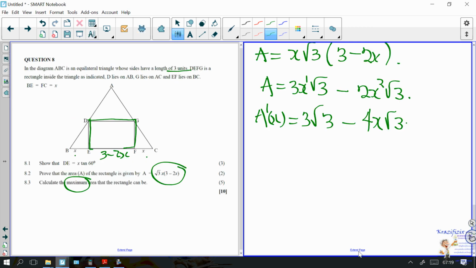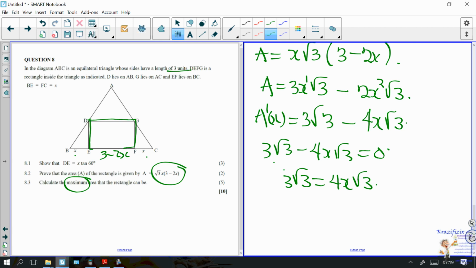Now, what do we do here? We equate to 0 because it's like your turning point. Your turning point has maximum and minimum. So 3 root 3 minus 4x root 3 equals 0. Or we can just say 3 root 3 equals 4x root 3. What do we do? Divide both sides by square root of 3. What do I have?